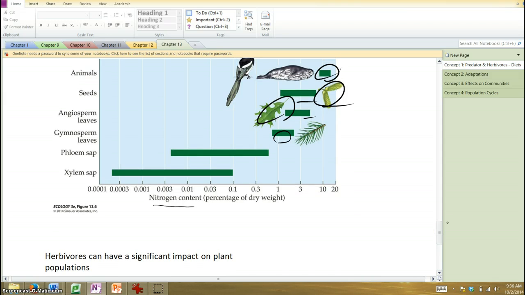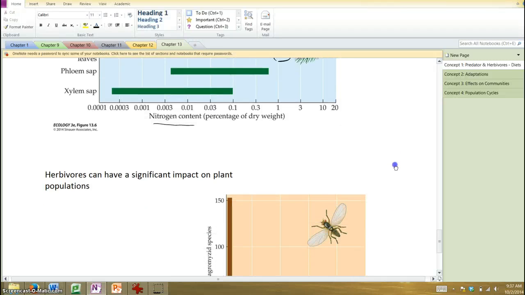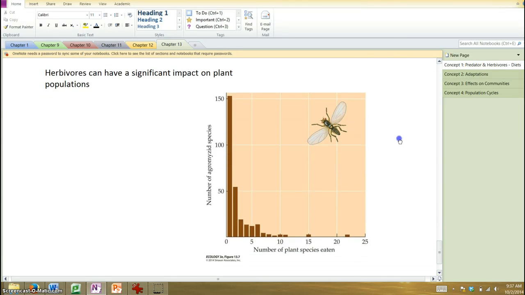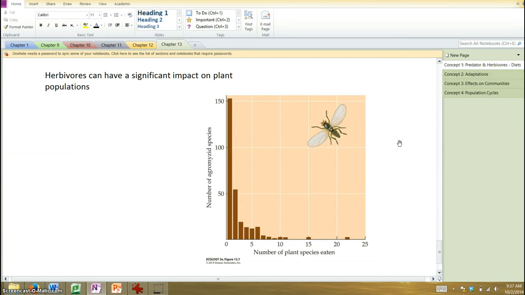So herbivores, of course, can have a significant impact on plant populations and consume a great deal of those seeds. But as we've talked about, what's the plant strategy when it's faced with all this consumption of their seeds? Well, they essentially just increase the amount of seeds. They produce a large quantity of seeds to compensate for all that consumption. And again, herbivores tend to be somewhat more narrowly focused when it comes to their food supply.